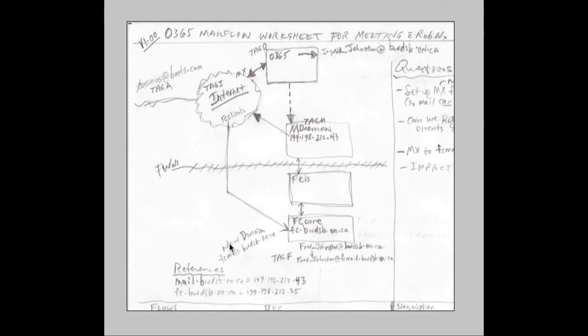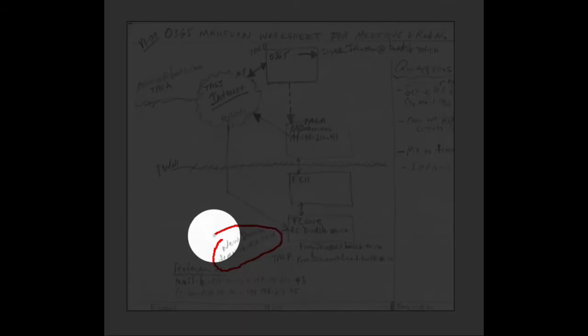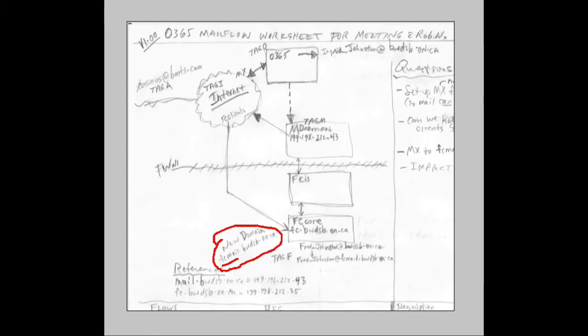What's going to happen is we're talking about creating or putting first class into a domain called fcmail, so that users would become, for instance, Fred_Johnson at fcmail.bwdsb.on.ca.